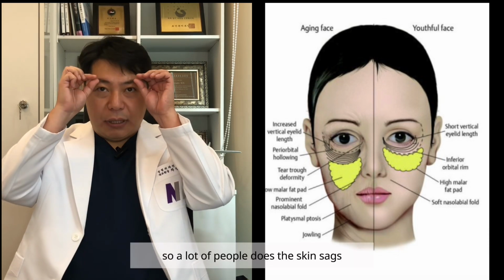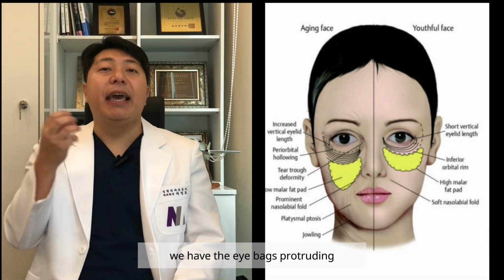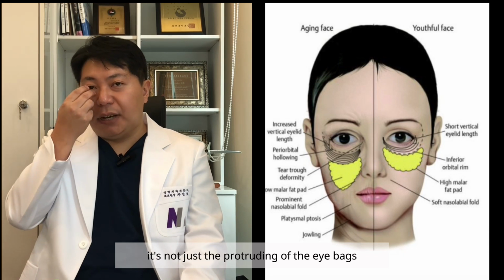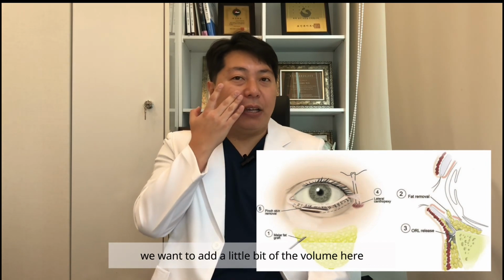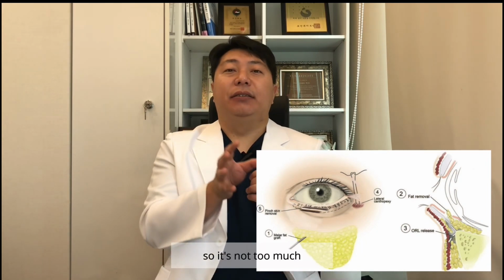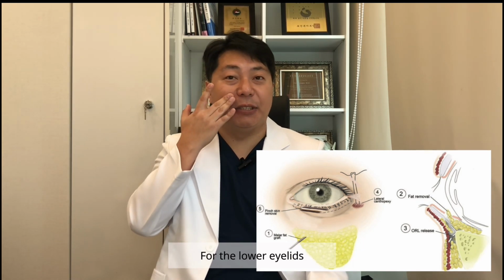A lot of people have sagging skin of the lower eyelid, and we have the eye bags protruding, and it's not just the protruding of the eye bags, but the malar fat tissues go away as well. If you look at babies and kids, their cheeks are pretty plump, but as aging goes on, it gets a little bit flat because the malar fat tissues become atrophic and go away. In order to reverse that, we want to add a little bit of volume here using your own fat tissues. It's not too much, just a little bit of fat tissue to smooth out the surface at the same time.